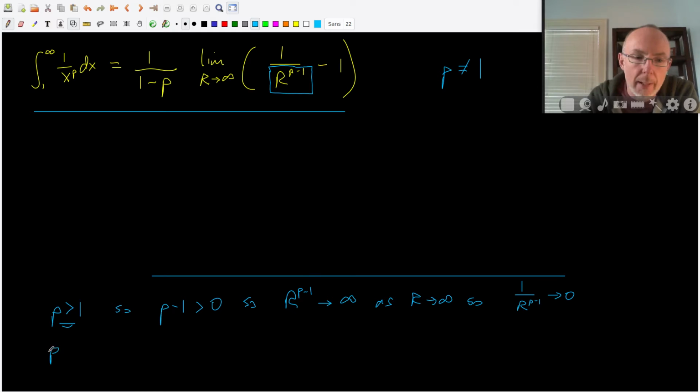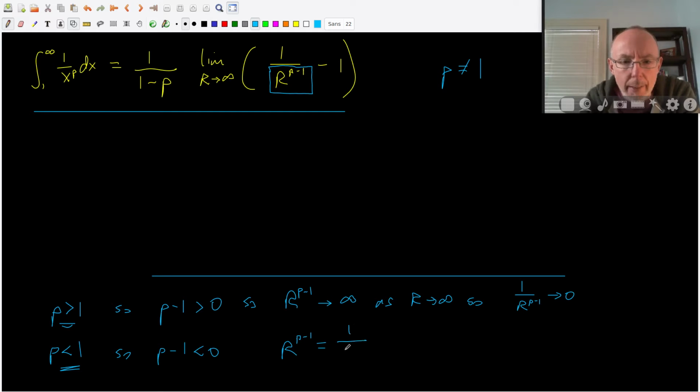Think about it the other way around. What happens if p is less than 1? Well, now we know that p minus 1 is less than 0, right? Because if p is less than 1, I'm subtracting the 1 on the other side. p minus 1 is less than 0. Think about what that means. This is r to the power of p minus 1, but p minus 1 is negative. So this is really in the denominator. This is r to the power of some positive number.